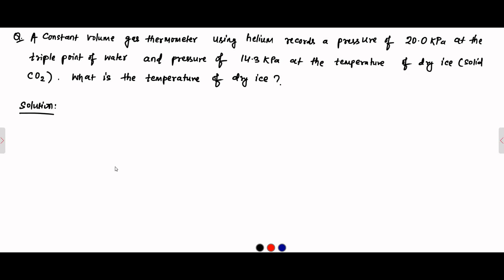So here is another question on temperature measurement and thermometers. It is given that a constant volume gas thermometer using helium records a pressure of 20 kilopascal at the temperature of the triple point of water, and it also records a pressure of 14.3 kilopascal at the temperature of dry ice, solid CO2. We have to calculate the temperature of dry ice.